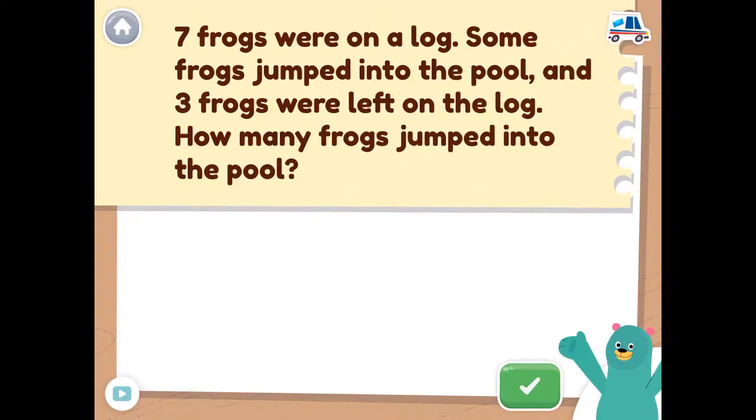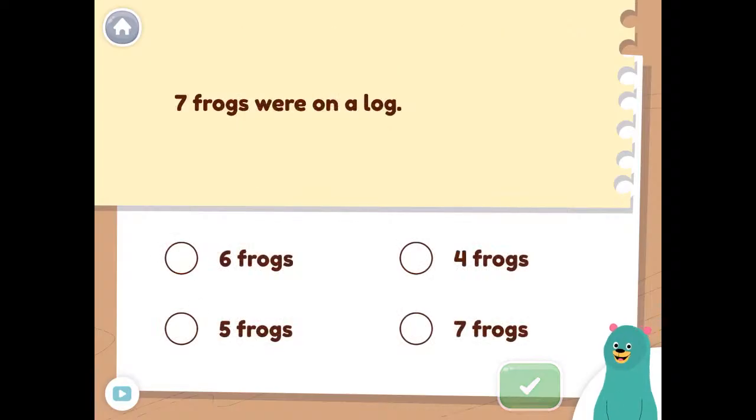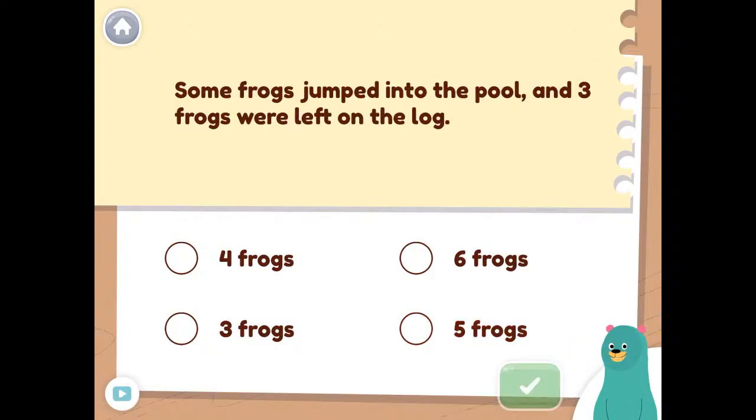Good thinking! How many frogs started on the log? Yay! 7 frogs started on the log. How many frogs were left on the log at the end? Great! 3 frogs were left on the log.